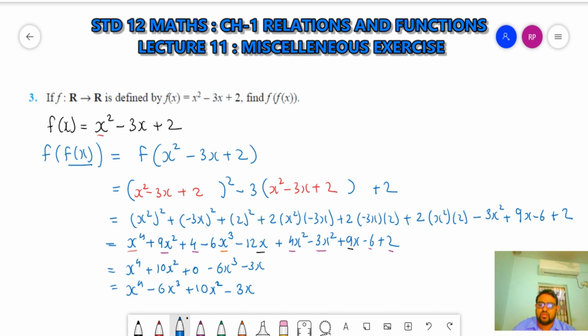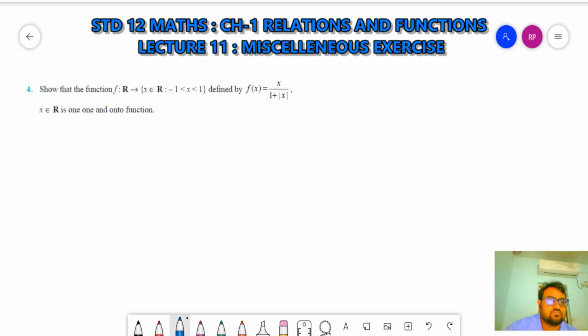Okay, now let's move to the next one. Question number 4. Show that the function f: R to the set of x belonging to R such that minus 1 is less than x is less than 1. Okay, so the domain is R and the codomain, you can say this as the open interval minus 1 to 1, defined by f(x) is equal to x upon 1 plus modulus of x. You have to show this is one-one and onto.